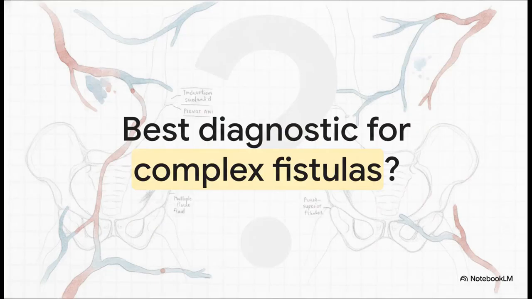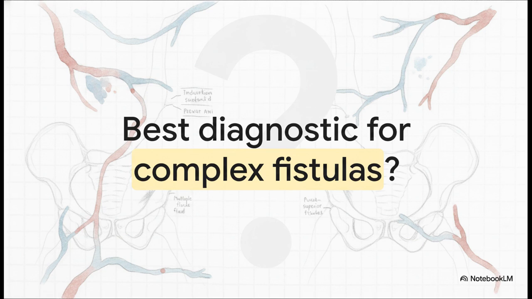A 38-year-old male presents with multiple, complex, recurrent perianal openings that continuously discharge purulent, blood-stained fluid. On physical examination, extensive induration is palpated extending superior to the level of the puborectalis muscle. Which specialized diagnostic tool is preferred here to map this complex anatomy?